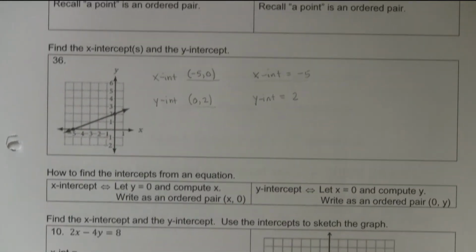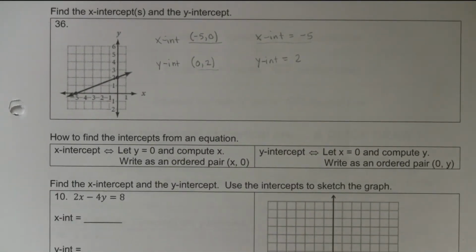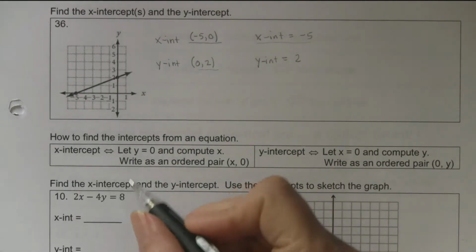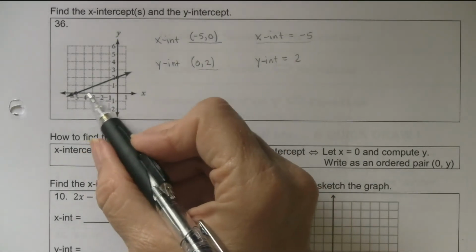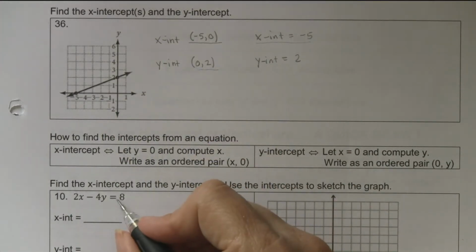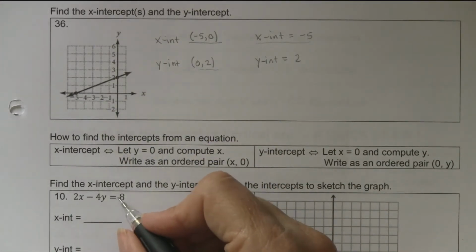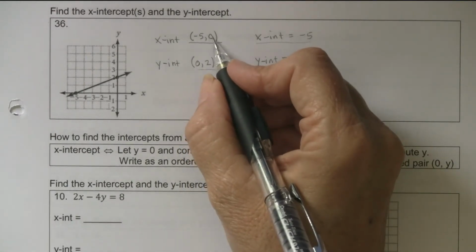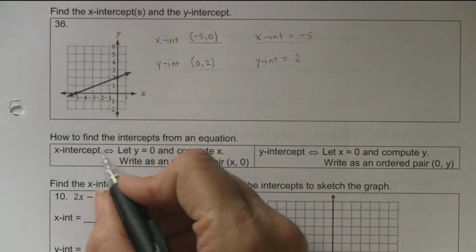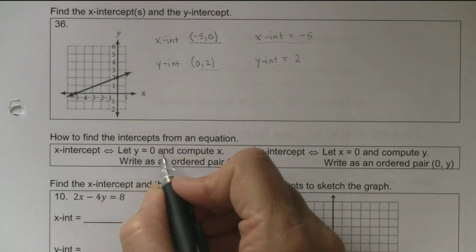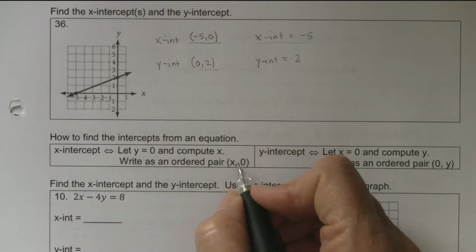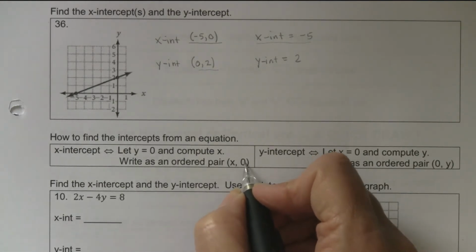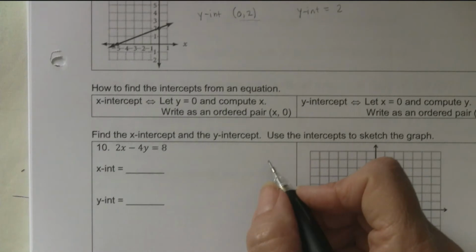So the next thing they tell us is, well, you can find the X-intercept and the Y-intercept from an equation. So this is finding the X-intercept and the Y-intercept from a graph. But you can find it from an equation, and you just have to think about what we said. The X-intercept happens when y is 0. So that's what they say. The X-intercept happens when you let y equal 0 and compute x. And then you can write it as an ordered pair: what you found for x, comma y, because y is 0. So we'll give a try to that.